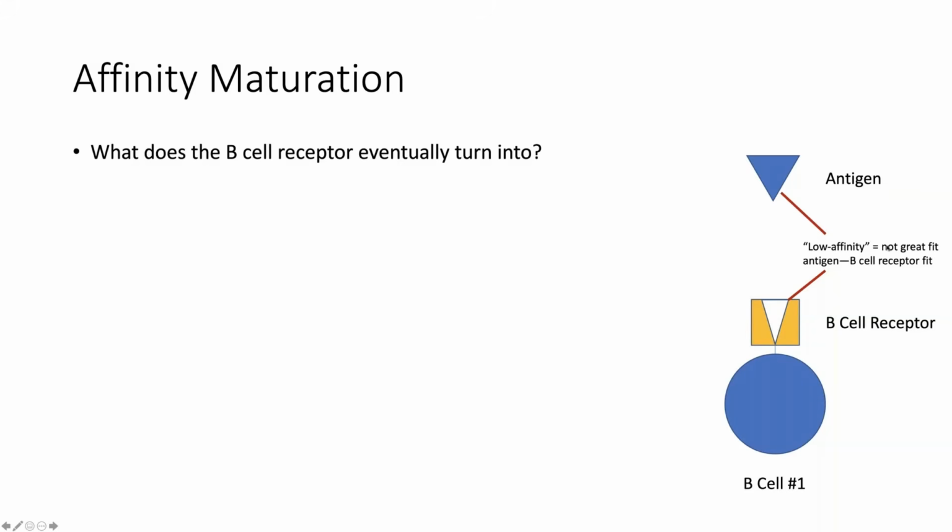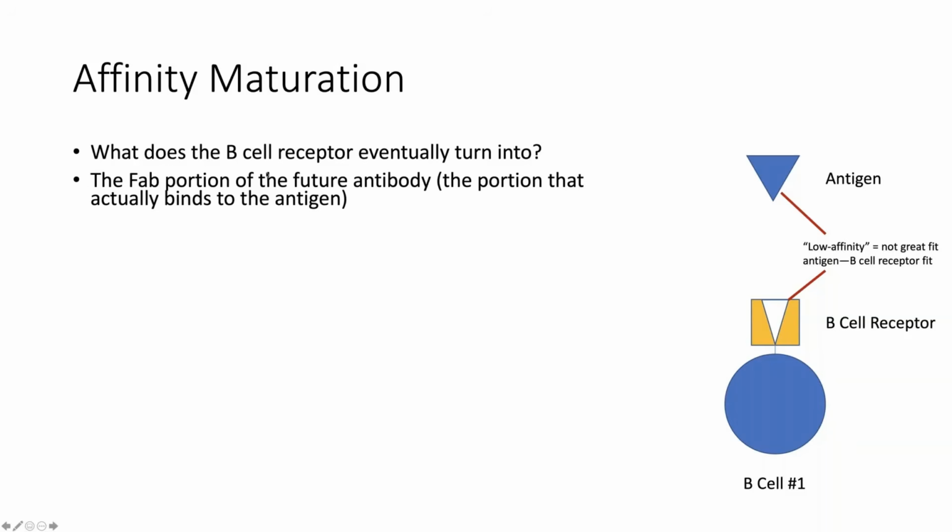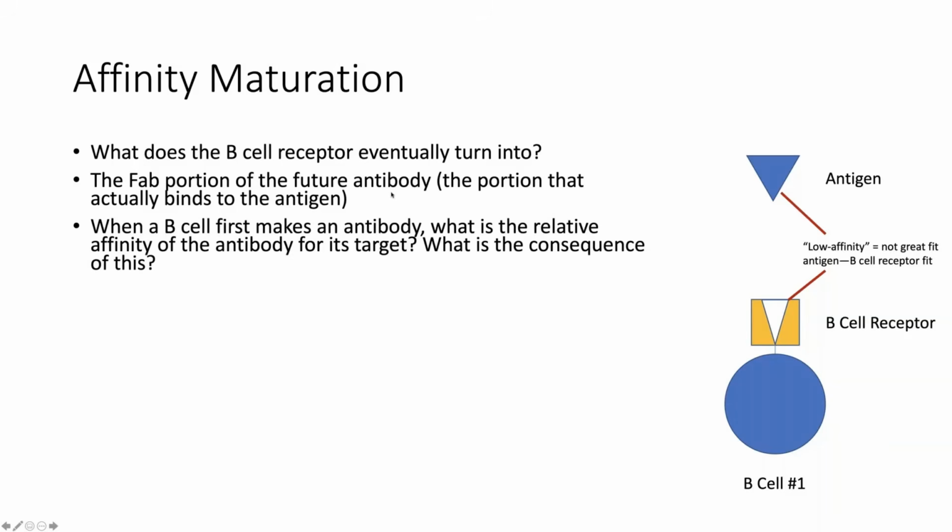So let's go to, I think we're on Zach now. Zach, what does the B cell receptor eventually turn into? We talked about this. Eventually it turns into an antibody. Yeah, so eventually it's the Fab portion of the B cell. Right? But yeah, it's the antibody.